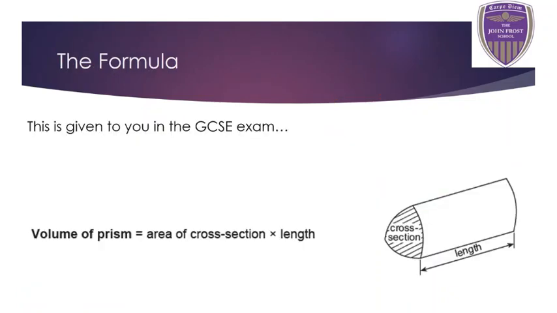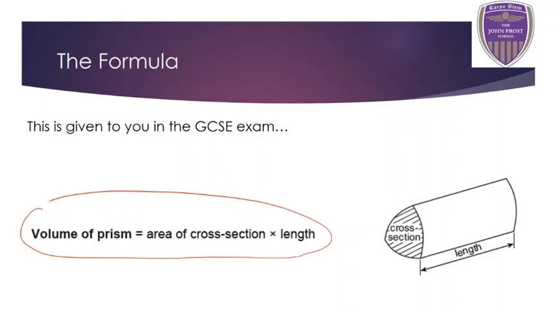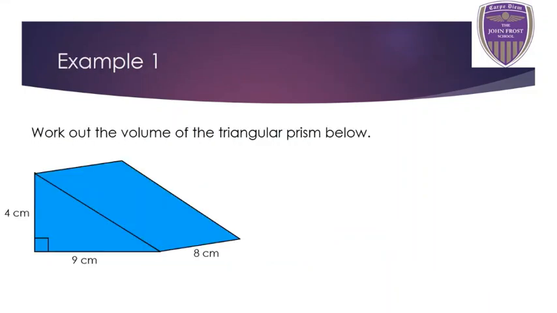The formula for a prism's volume is actually given to you in the exam. It's in the front of all exam papers. You just do the area of the cross section, the flat bit you can see here, and you times it by the length here. That's all you have to do. So remember, that is very easy. Let's do an example then. We're going to focus on triangular prisms today.